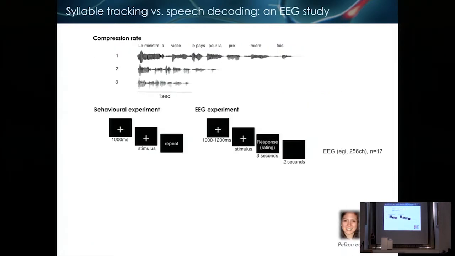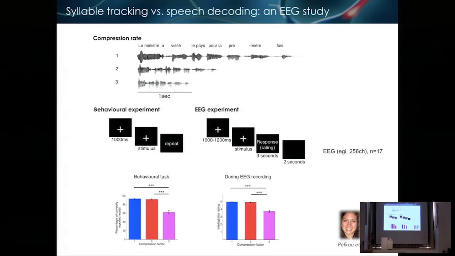To have a notion of where we are heading, we did this very simple experiment. It was Maria and Luc who did this. We had people listen to speech and compressed speech with EEG. Can't be more simple than that. There was first a behavioral experiment where we could really quantify the comprehension in a precise way, and during the EEG experiment, we just asked the subjects to subjectively rate their comprehension, and we got similar results. So we thought that we can go on with the behavior we have during the EEG experiment.